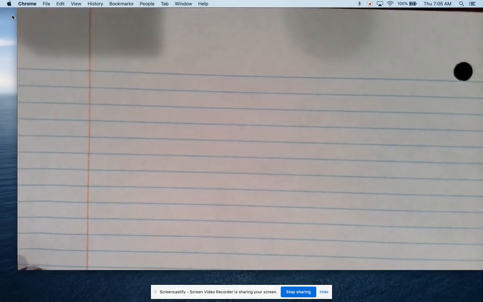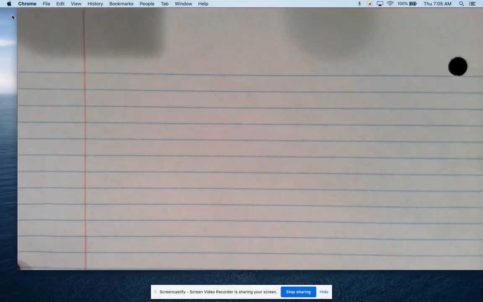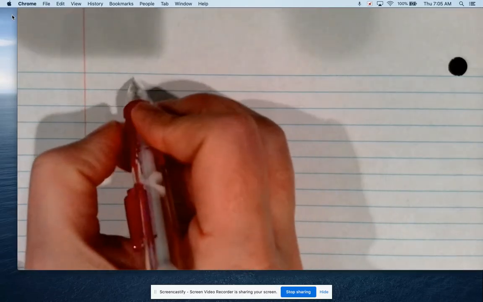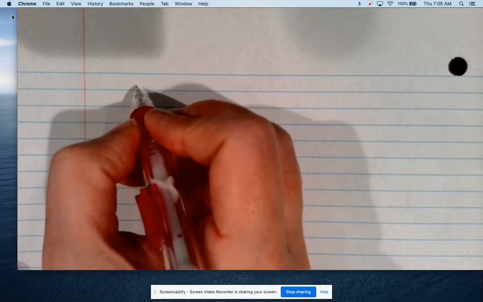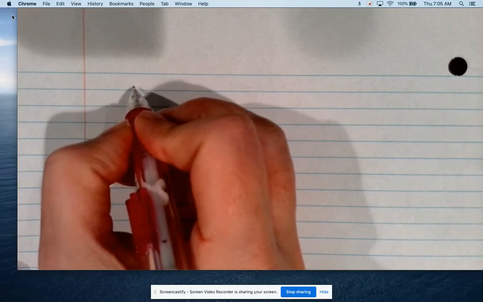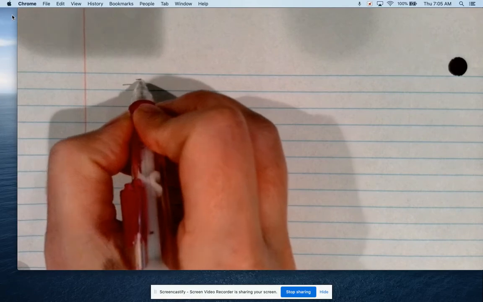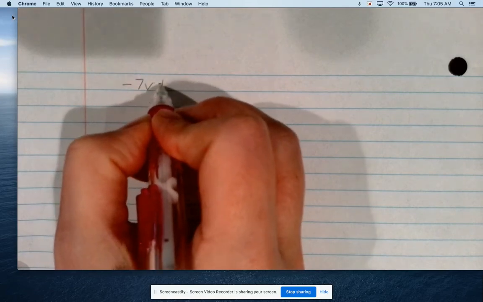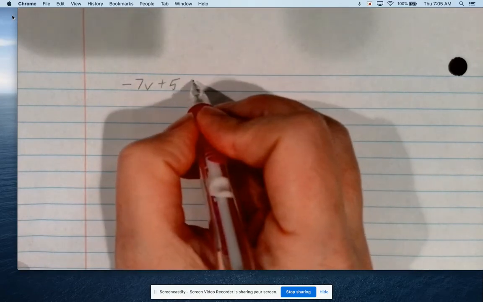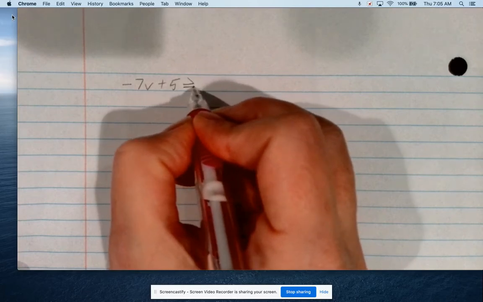All right, now that you know what an inequality is, I want to teach you a few rules about solving and graphing an inequality. So the first one we're going to do is going to involve both rules that you need to know. We're going to start out with negative 7v plus 5 is greater than or equal to negative 79.